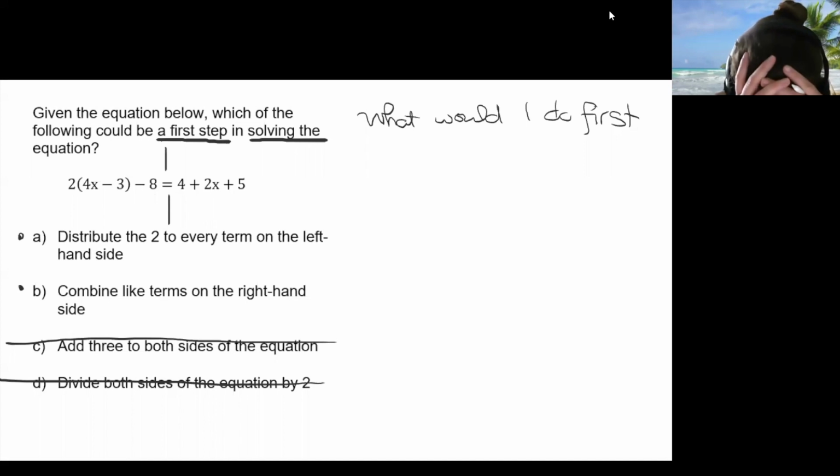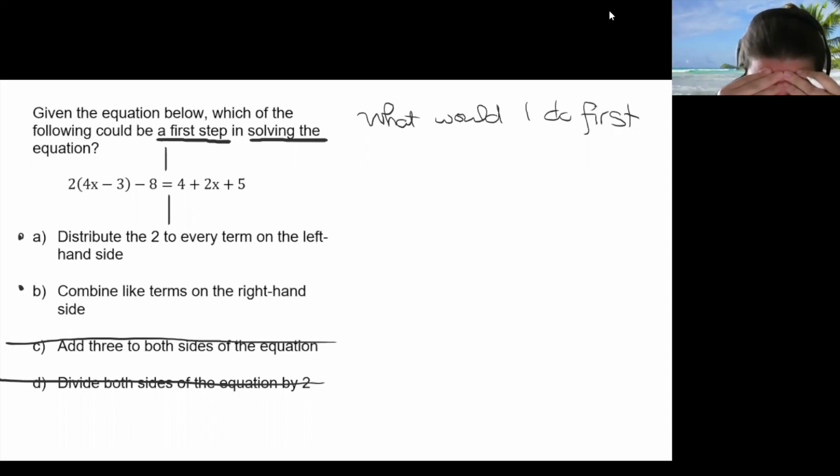Distribute the 2 to every term on the left-hand side, and combine like terms on the right-hand side. One of these, I'm trying to trick you, and one of these is a better answer. Any thoughts on that, you guys? I was thinking that this 2, because you start with a parentheses, right? Well, the left-hand side and the right-hand side are totally separate expressions, Amy, so it doesn't matter which one you start with. The first thing on the left is definitely distribution. The first thing on the right is definitely combining like terms. It doesn't really matter if you start with the left or the right since they're totally separate. So I don't know if that's enough reasoning to choose one.